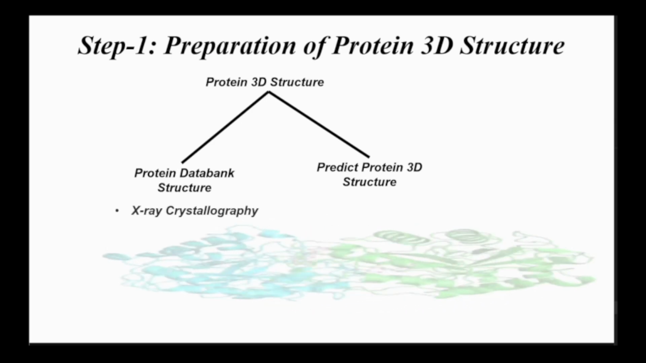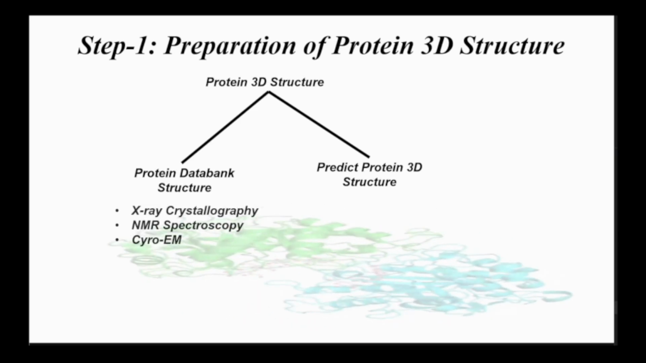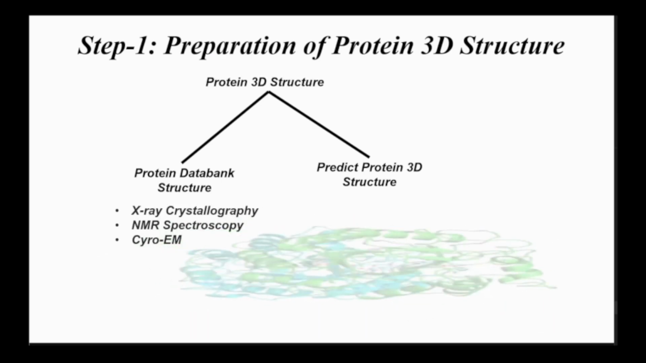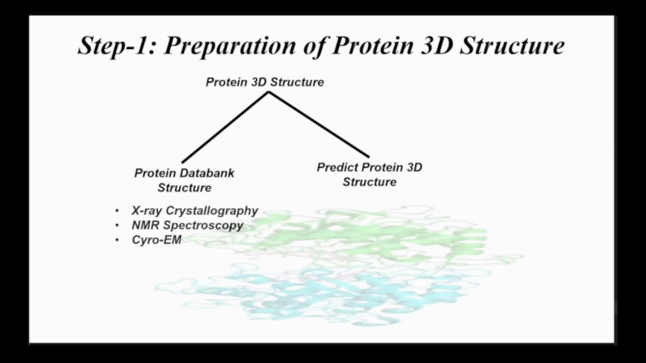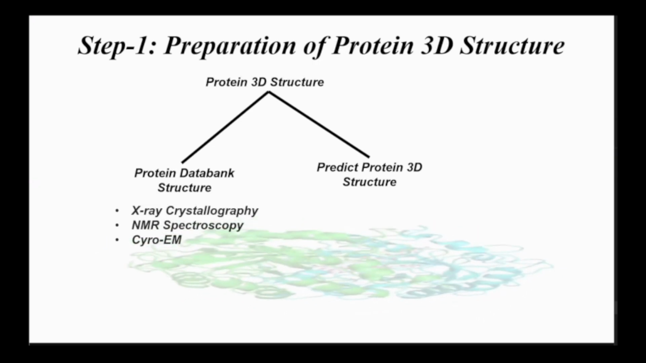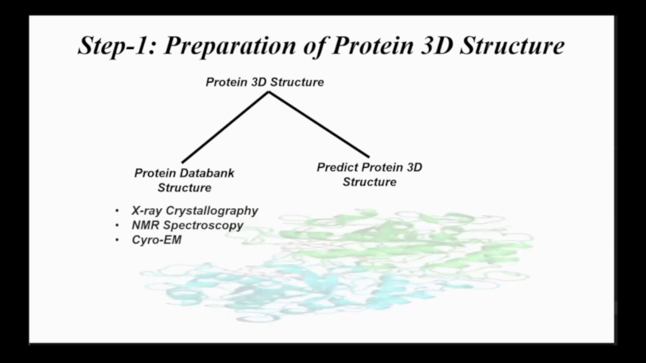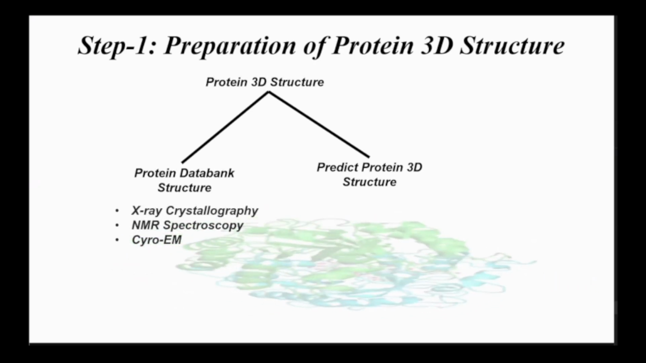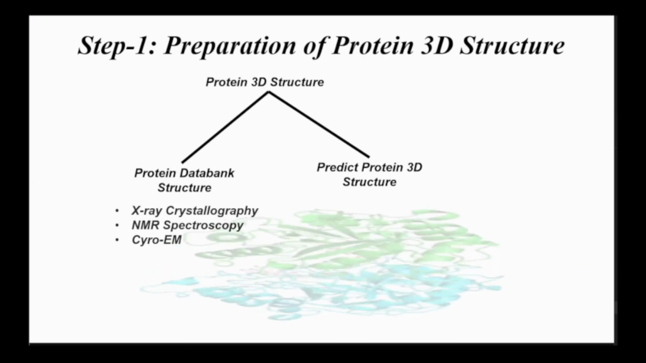Very briefly, in the Protein Data Bank we have three-dimensional structures which are experimentally determined using three experimental techniques: X-ray crystallography, NMR spectroscopy, and cryo-electron microscopy. These are the experimental techniques through which we normally determine the three-dimensional structure of a protein. All of these structures are available in the Protein Data Bank, and you can download your structure from there in PDB format.